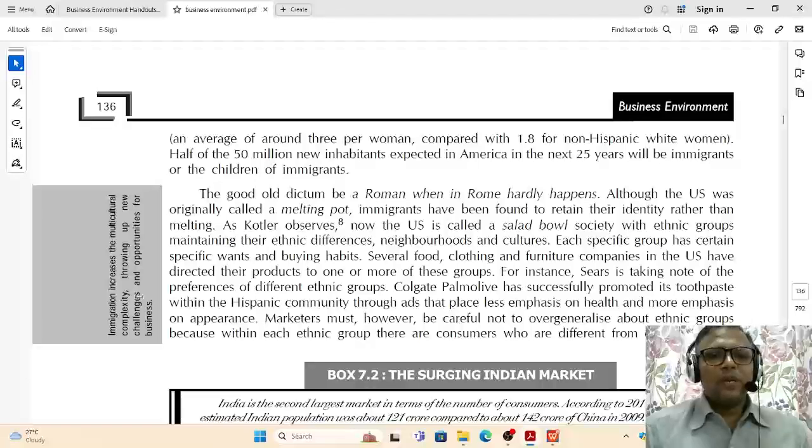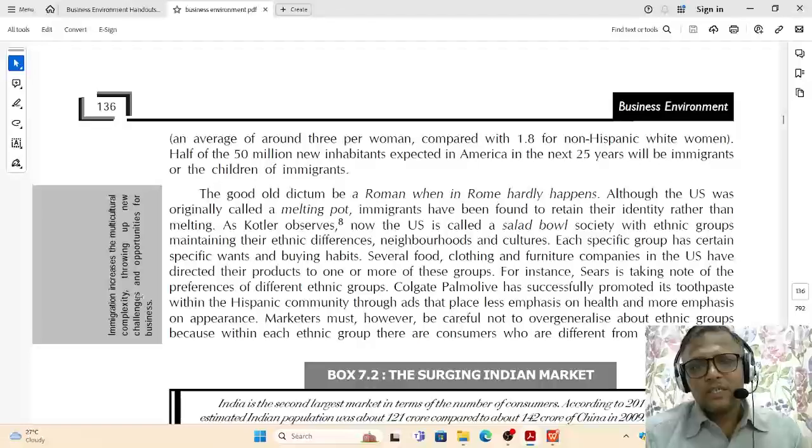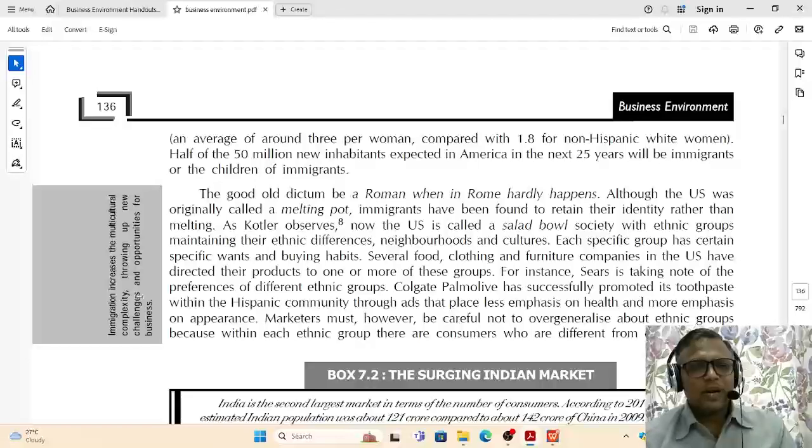Half of the 50 million new inhabitants expected in America in the next 25 years will be immigrants or the children of immigrants. The good old dictum, be a Roman when in Rome, hardly happens. Although the US was originally called a melting pot, immigrants have been found to retain their identity rather than melting. As Kotler observes, now the US is called a salad bowl society, with the ethnic groups maintaining their ethnic differences, neighborhoods, and culture. Each specific group has certain specific wants and buying habits.